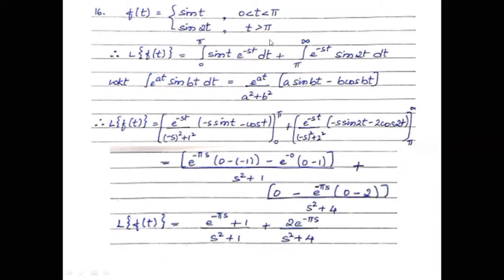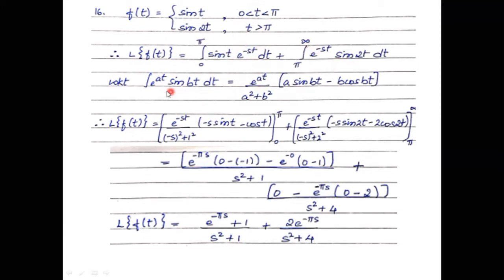Okay, f of t is equal to sine t when t is between 0 and pi, and sine 2t for t greater than pi. I have used the definition of Laplace transform: integral e power minus st f t dt, 0 to infinity. So for 0 to pi, I have written this f t as sine t, and for pi to infinity, I have written this f t as sine 2t.